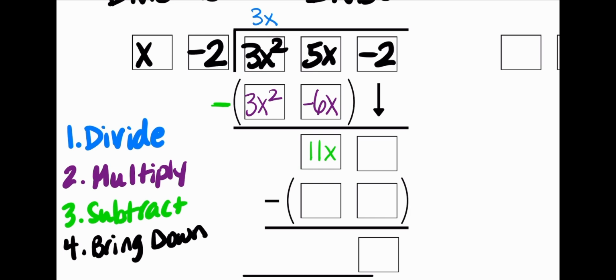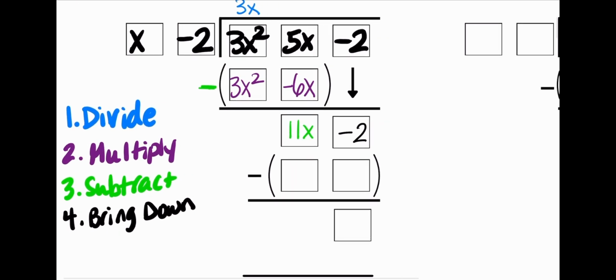Next, we bring down. So we are bringing down the minus 2. And the last step of the process, repeat.